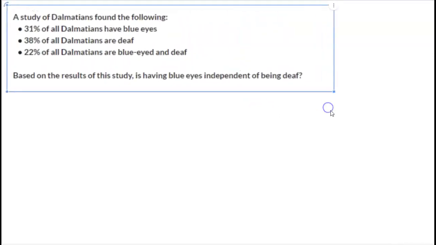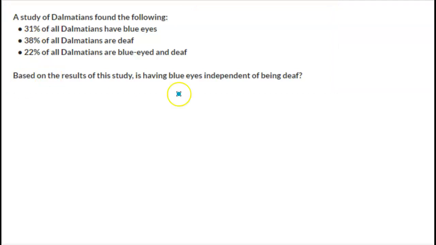Somewhere towards the end of the pre-assessment, we got some facts about Dalmatians and blue eyes, and we have that question: is having blue eyes independent of being deaf? Okay, so now we have two events. We have the blue-eyed event, and we have the deaf event, and we want to know, are they independent?